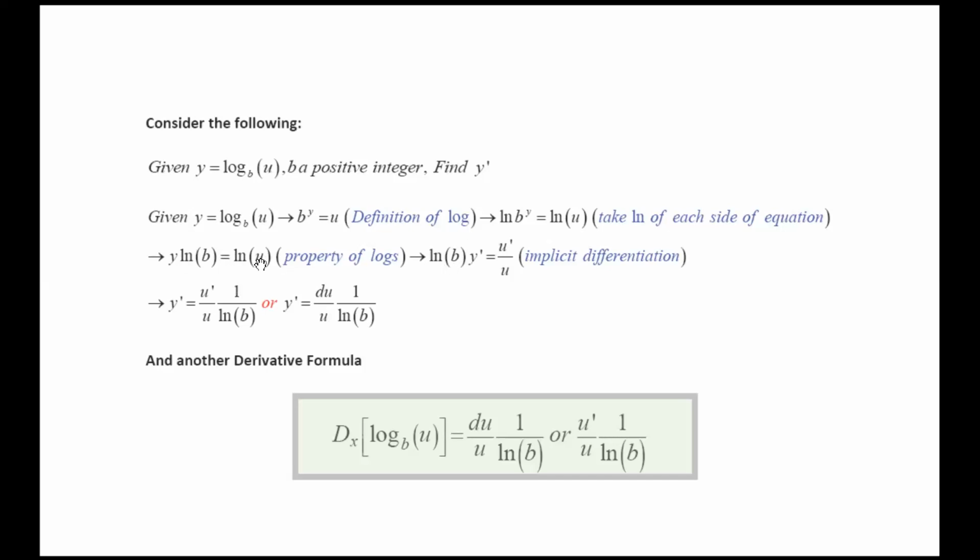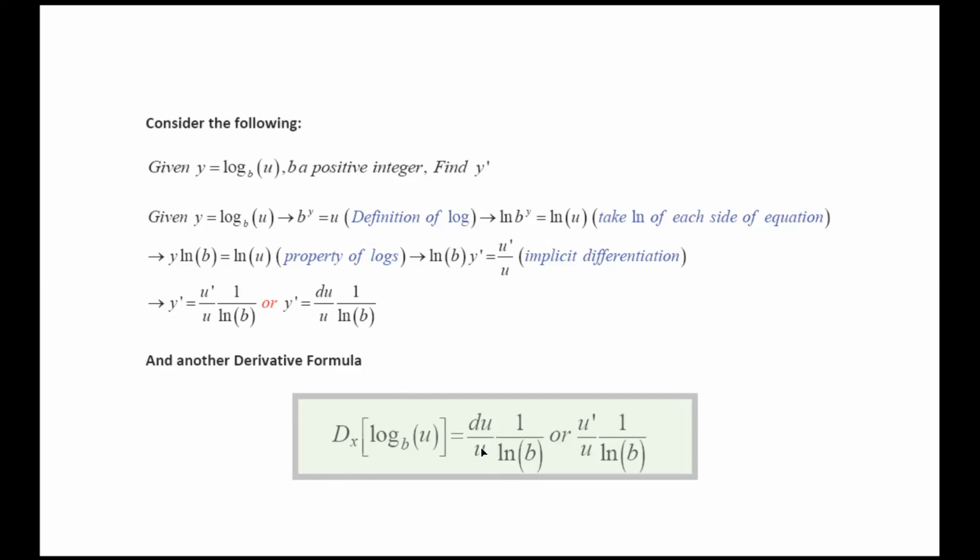And the derivative of ln of u is the derivative of u over itself, u prime over u, or du over u. Okay, now what do we want? We want y prime. So let's divide each side of the equation by ln of b. So that's what we've done here. Okay, and so that's our answer, or we can write it like this: du over u, 1 over ln of b. So here's the formula for some other base.